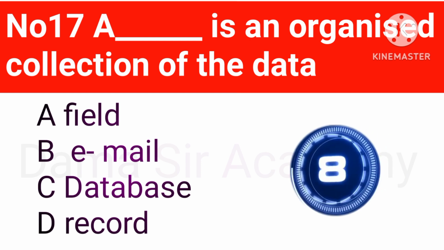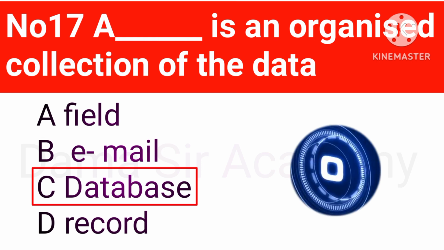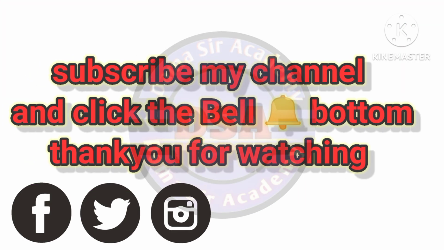Number 17. A blank is an organized collection of the data. A. A field. B. A mail. C. Database. D. Record. Right answer is option C. Database.